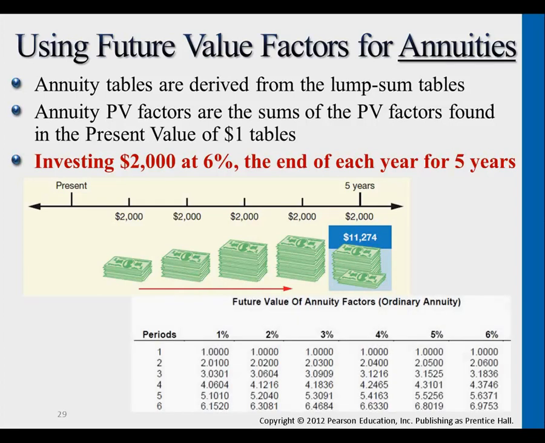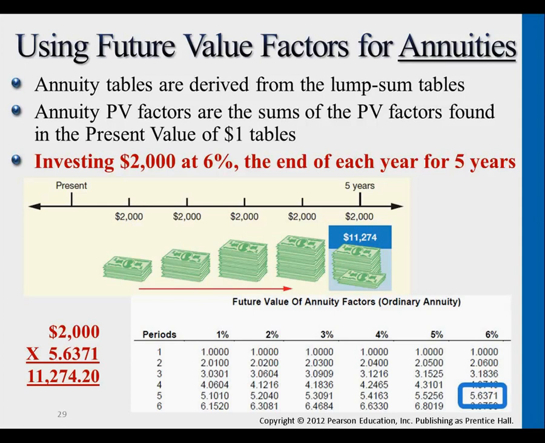So let me show you how we calculated this. We look at the 5 years, and then we go all the way to 6%. Do you see the numbers are different? It's a different table. So what we're going to do here is take the 2,000 initial investment and multiply it by the number that we find in the table.